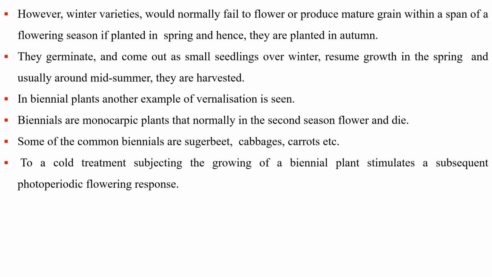Biennials are monocarpic plants that normally flower and die in the second season. Some of the common biennials are sugar beet, cabbages, carrots, etc. Subjecting the growing biennial plant to a cold treatment stimulates a subsequent photoperiodic flowering response.